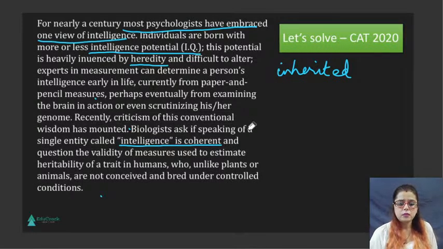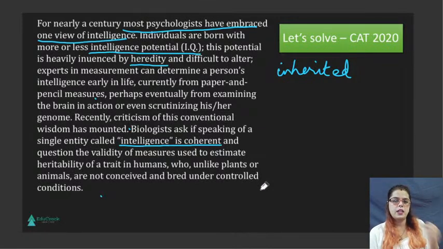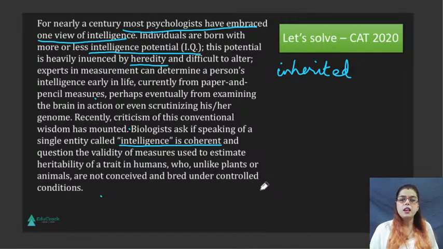All right. And why? Because human beings are not bred in controlled conditions like plants or animals. So it is easier to determine how a plant or an animal will come up using their genetics than a human. There are a lot of other factors that come into play. So we are not going to go into a discussion of this because that is not the agenda, right?